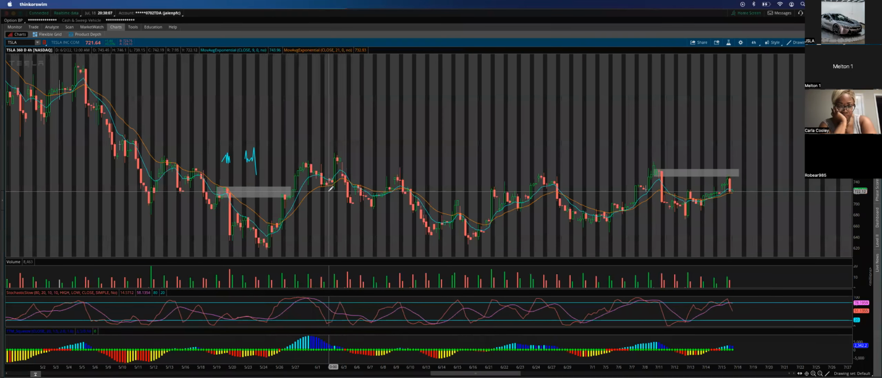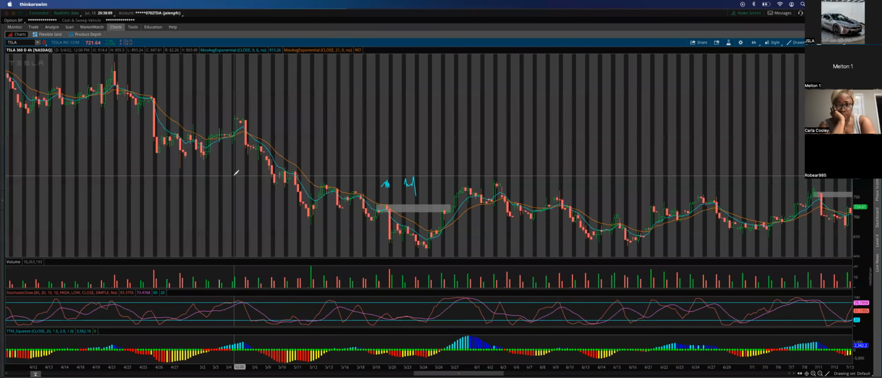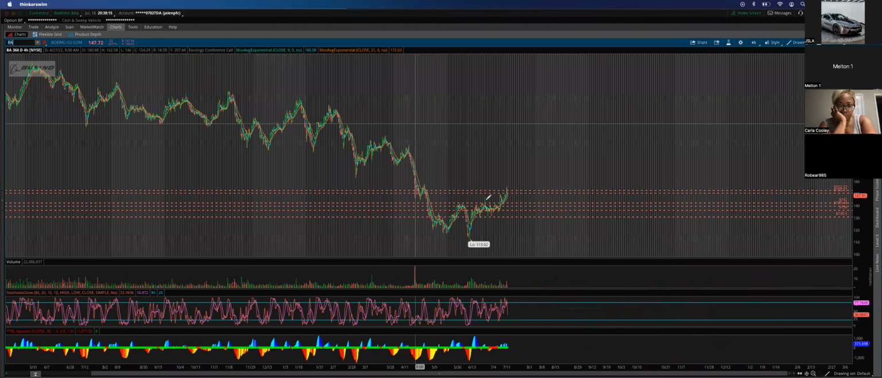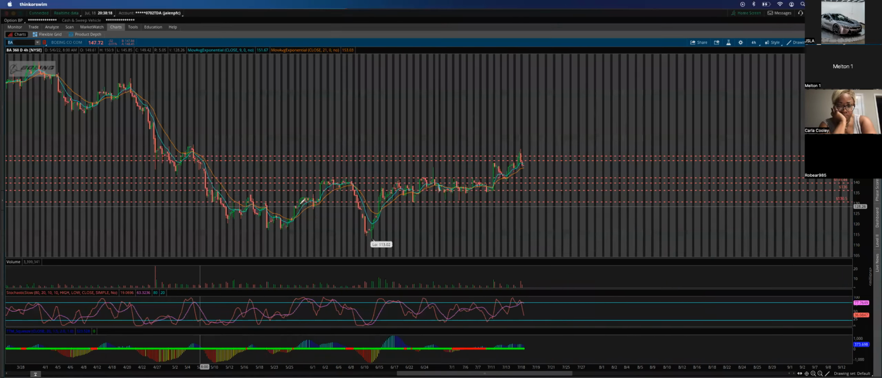Let's see, do we see anything? I don't quite see anything. So I would just say I don't see a supply and demand zone. So it's pretty much support and resistance. Let's see what BA had, right? And I'm gonna send y'all more examples and stuff like that. Okay, I found one on BA. So let's delete everything.